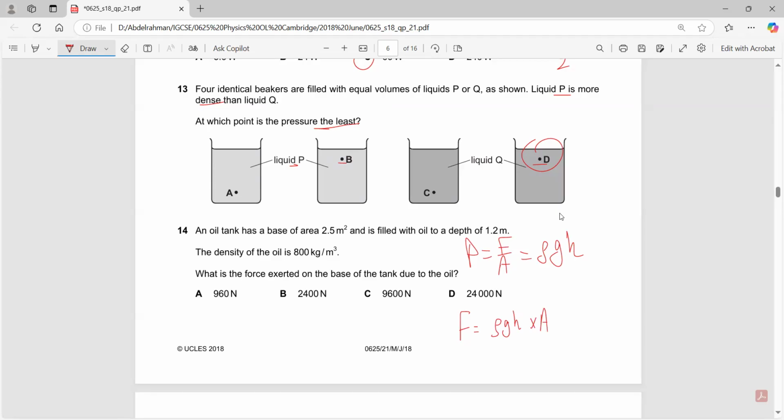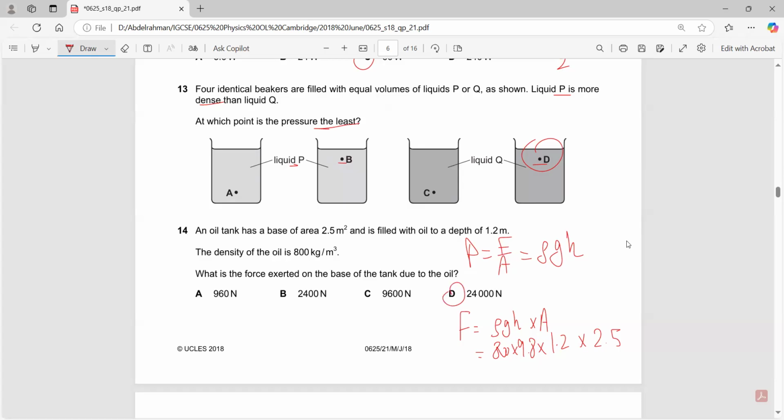Density 800 times 9.8 times the depth 1.2 times the area, which is 2.5. 800 times 9.8 times 1.2 times 2.5 is 23,520, which is very close to 24,000.